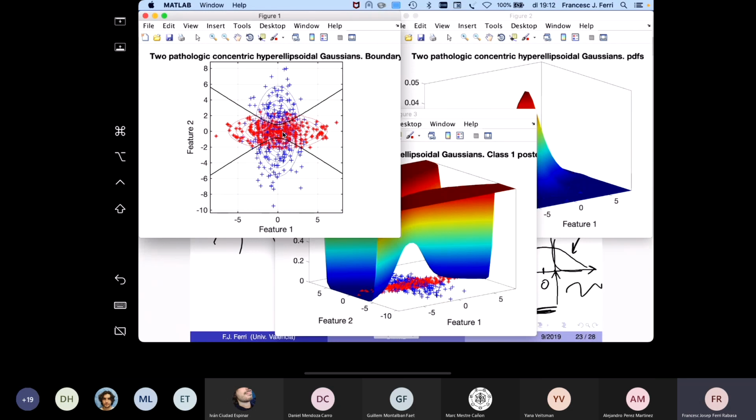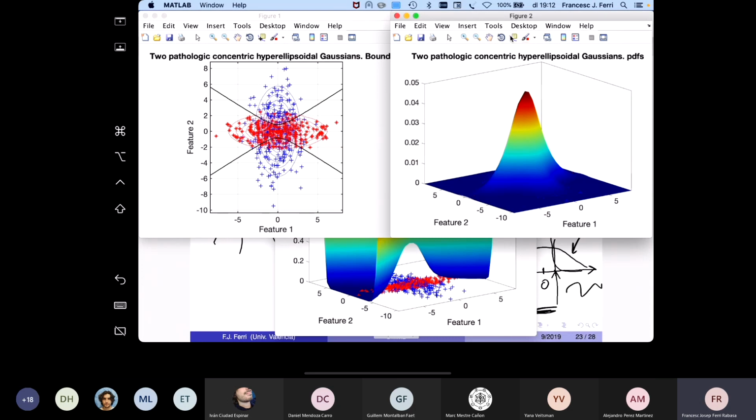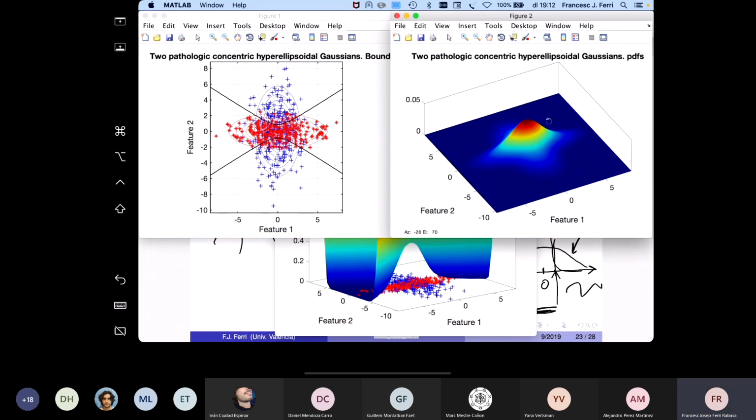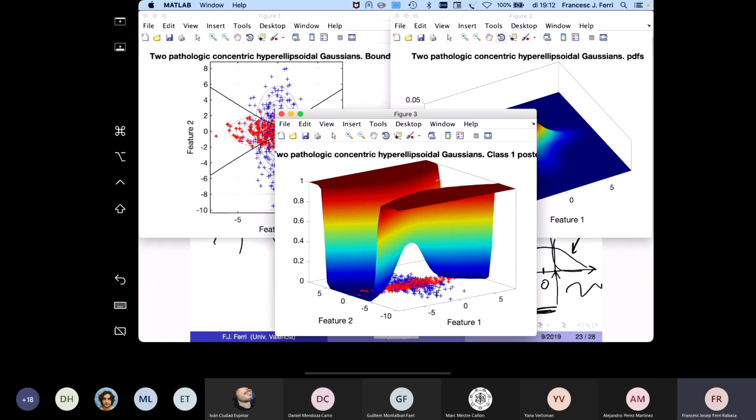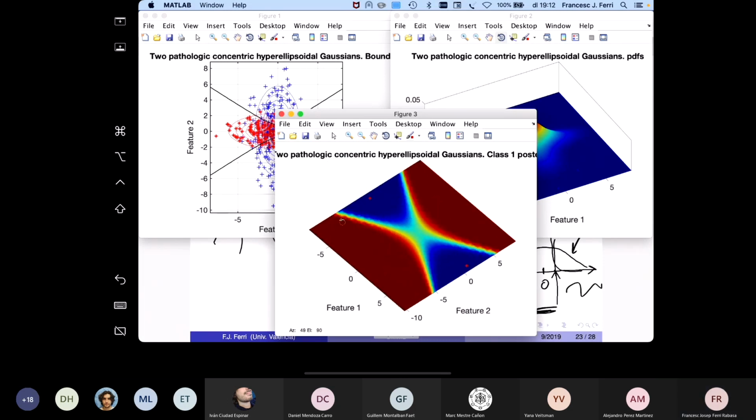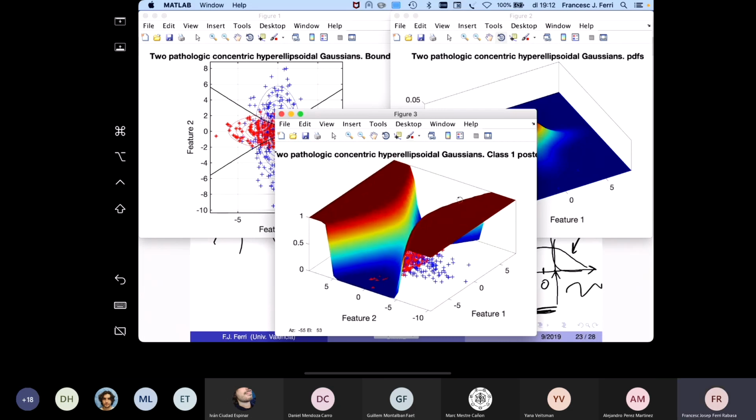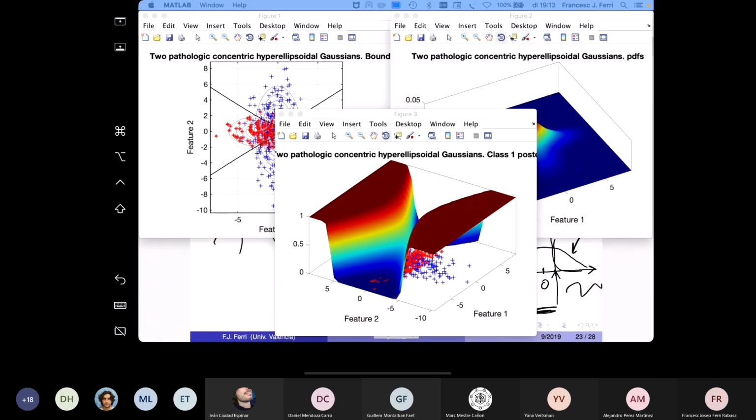Well, now if we slightly change these Gaussians, it becomes apparent that what we have in fact is not a linear function, but a hyperbola, but at the limit. This example and the previous one are very, very similar, just slightly modified. Conditionals and posteriors. Okay? Questions? No questions?